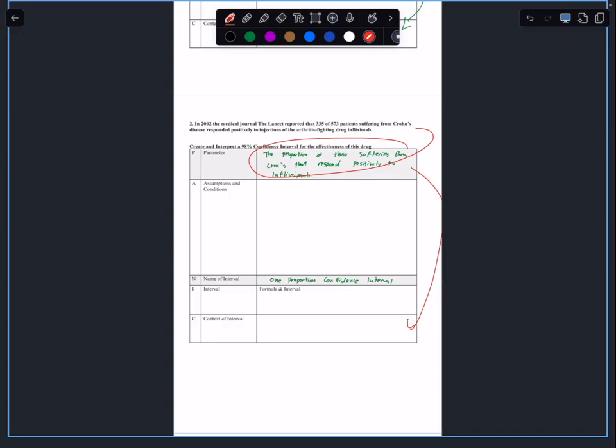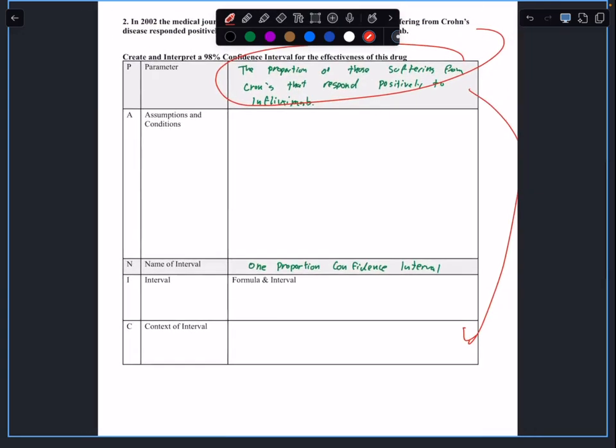So I'm not going to require you on your assessment to identify the parameter or the name of the interval, but I put that in here just as a way to help us figure out what is going to go in that sentence, and the rest of the time is yours.